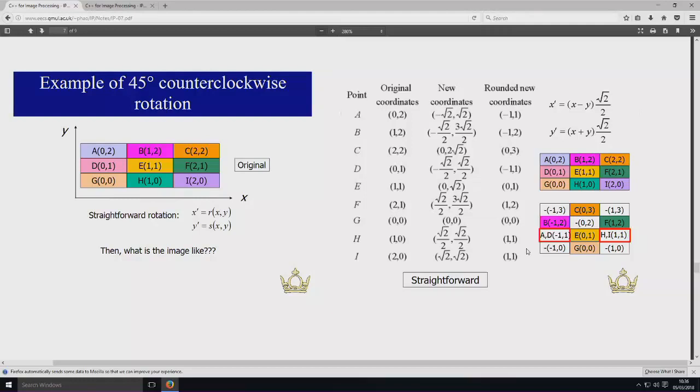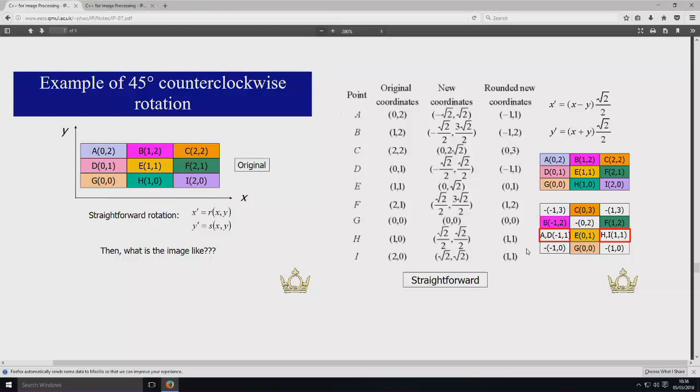So this is a problem. If we just use rotation followed by rounding after the transformation, we may have some pixel values missing and some pixel values mapped twice or more. It depends on which transformation we need, and this is an example for rotation. For geometric distortions there are always some transformations, very complicated, not just rotation. We may have an affine transform, translation, scaling, rotation, shearing, a lot of transformations.